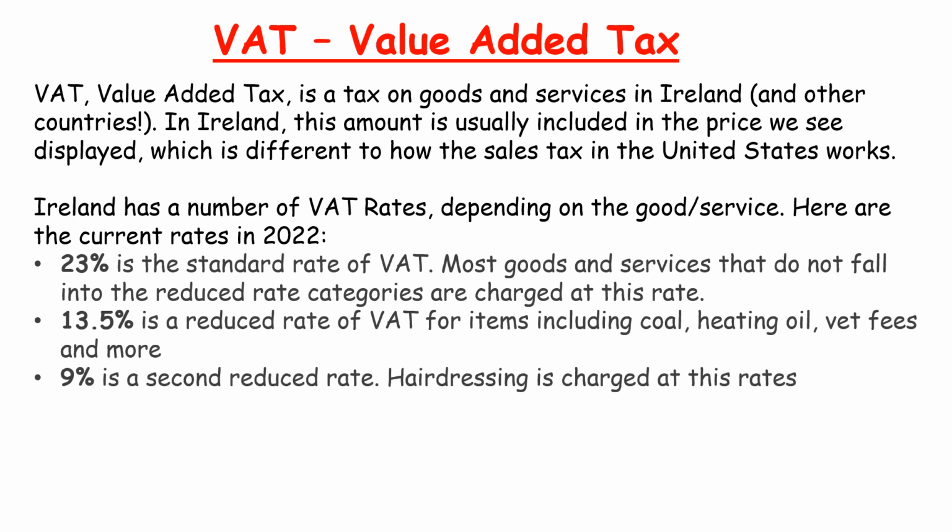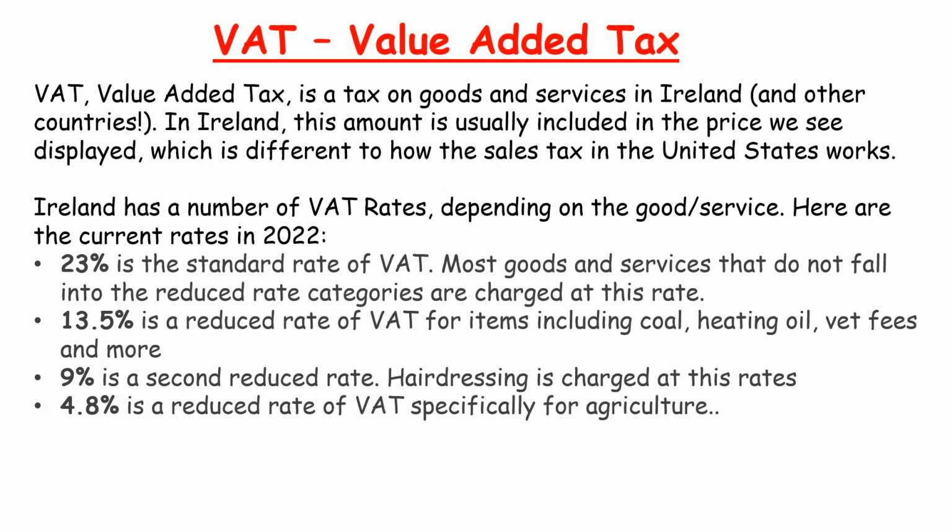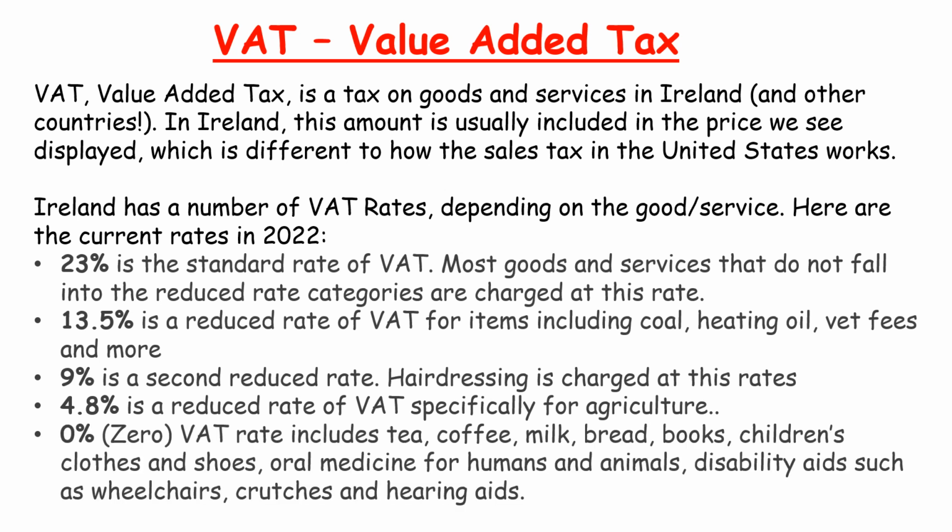There's a 9%, which is a second reduced rate, and hairdressing, amongst other things, are charged at this rate. There's a 4.8% reduced rate, which is specifically for agriculture. And then we have a 0% VAT rate, and that's for things like tea, coffee, food that's not processed, like fruit and veg, etc., kids' clothes, kids' shoes, and medicines for humans and for animals, and then any disability aids.